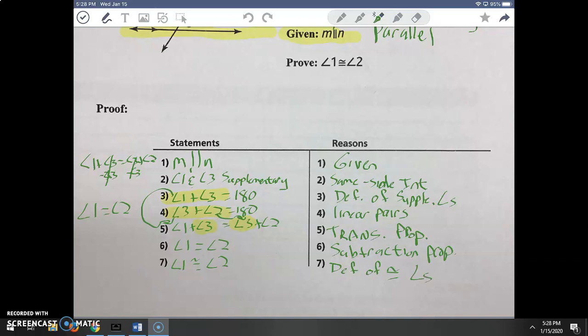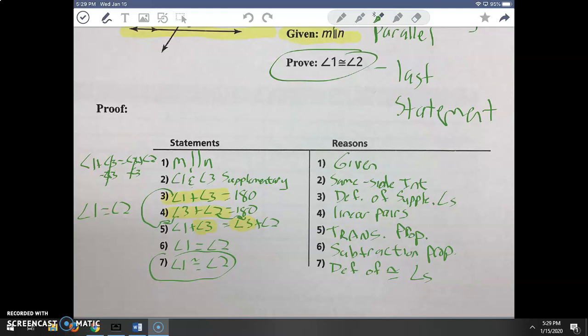Our last statement here is always what we're trying to prove, and this always should be the last statement. So with that, we actually went through the steps and showed why we say that alternate interiors are equal.